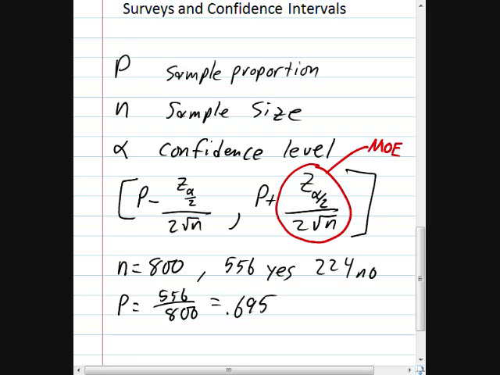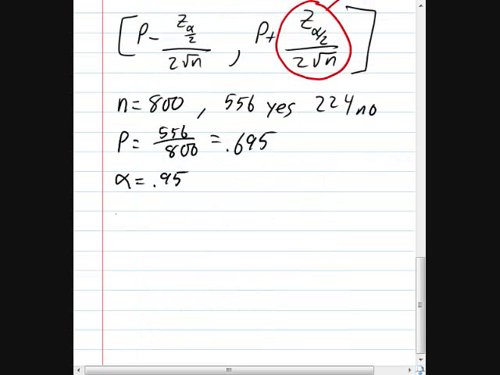A standard confidence level is 90% or higher. So let's go ahead and choose a confidence level of 95%. So we're 95% sure that the statistic we're about to generate is valid. So first, let's find the margin of error. The margin of error for this study can be found by finding z sub 0.95 divided by 2 and dividing that by 2 times the square root of 800.